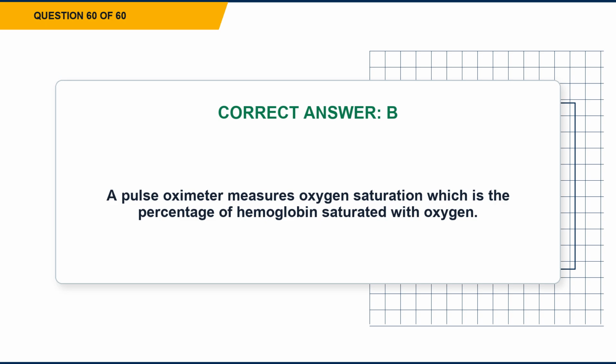Explanation: a pulse oximeter measures oxygen saturation, which is the percentage of hemoglobin saturated with oxygen.